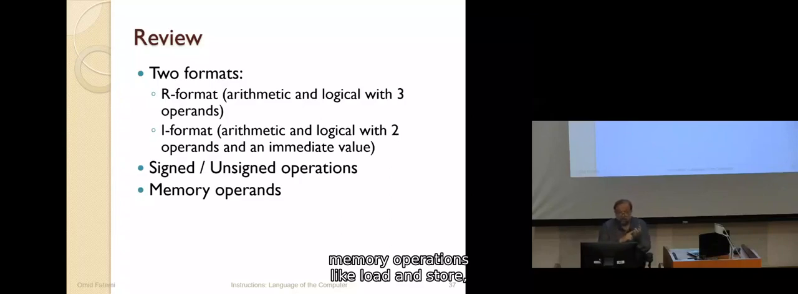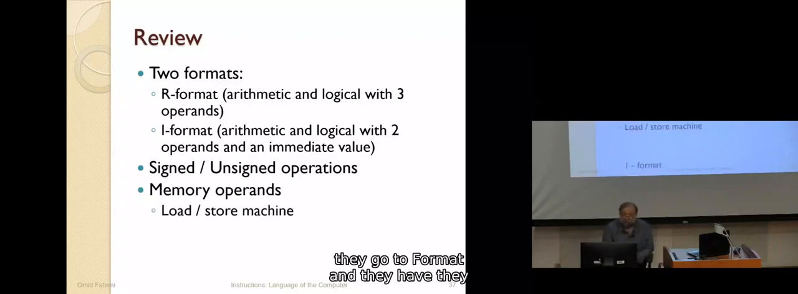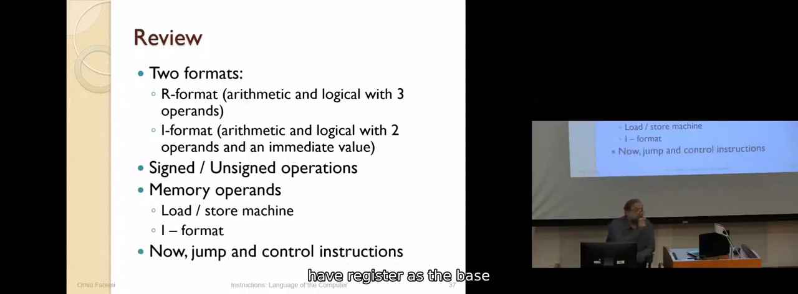So again, memory operations like load and store, they go in which format? R or I? I, because they have a fixed amount of offset, which is 16 bits. So memory operations like load and store go to I format, and they have a register as the base, an immediate as the offset, and a register to, let's say, load it or store it.